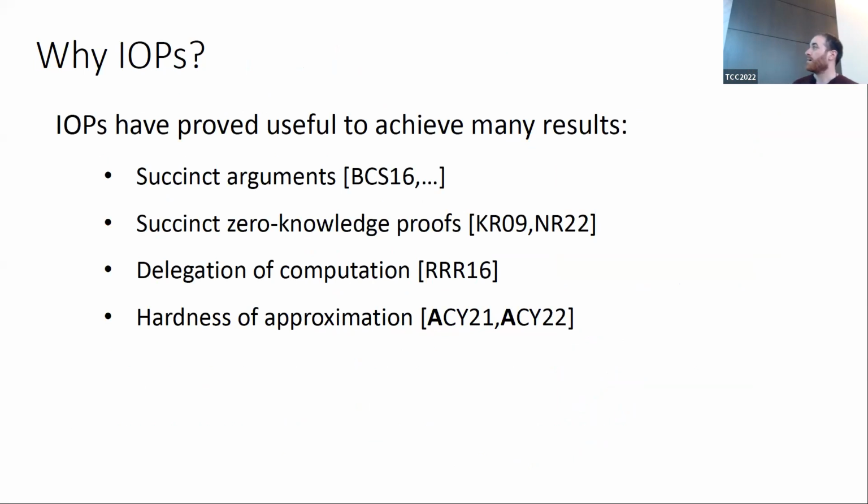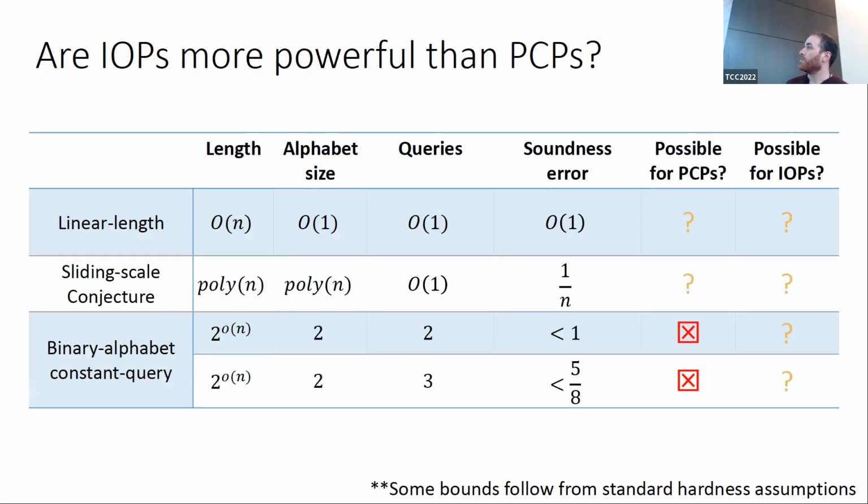So why do we care about IOPs? Well, IOPs have been really useful to get succinct arguments, succinct zero knowledge proofs, delegation of computation, and other results. So since they're a generalization of PCPs, one could ask, are IOPs going to help us with these things that we either don't know how to do for PCPs or we know are impossible for PCPs?